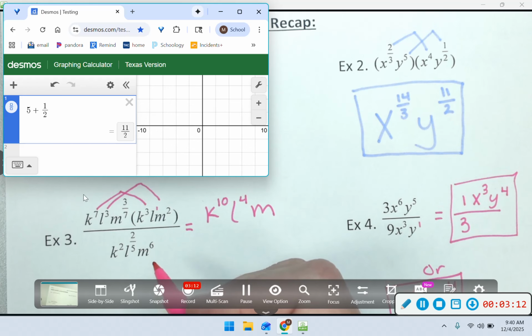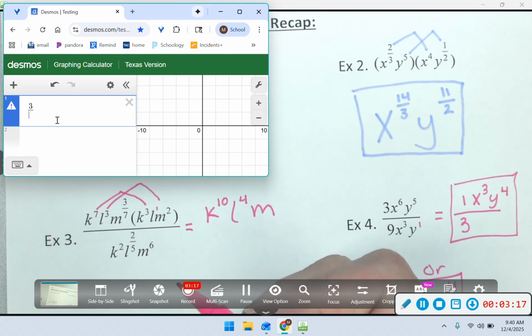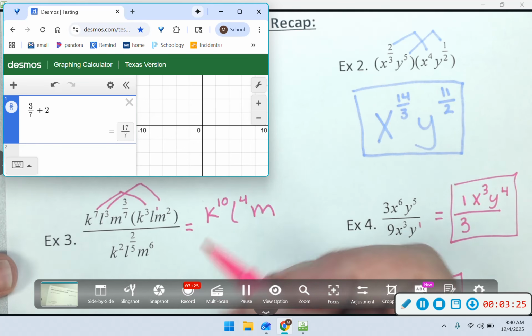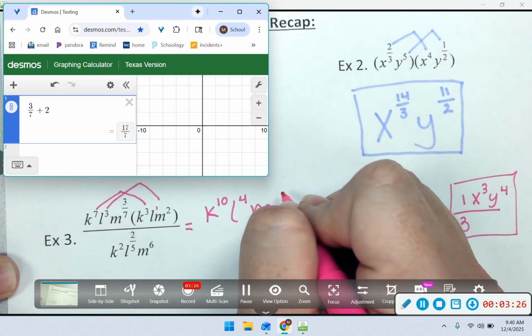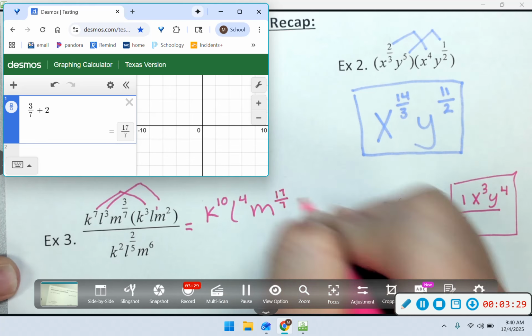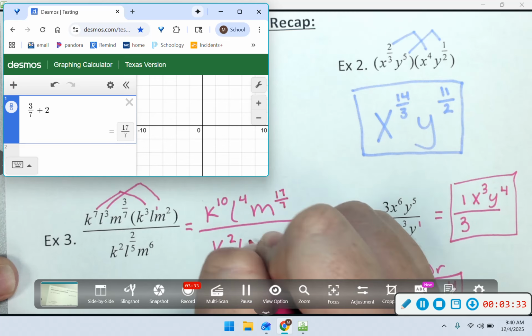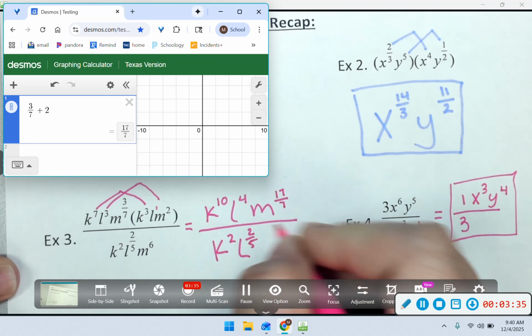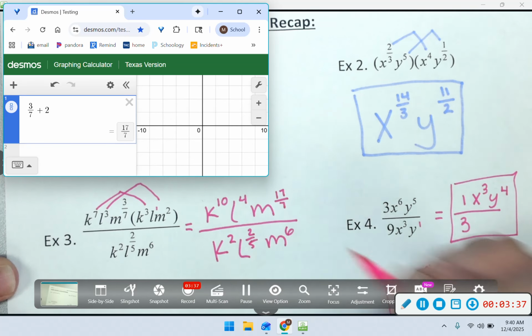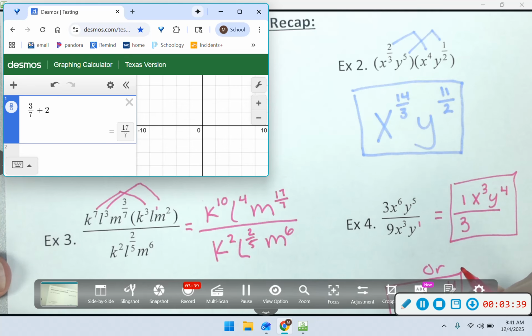And I have 3/7 plus 2. Turn it into a fraction, and I have 17/7. And I'm going to rewrite the bottom. I'm putting that little swoop on my L so I know it's an L and not a 1.